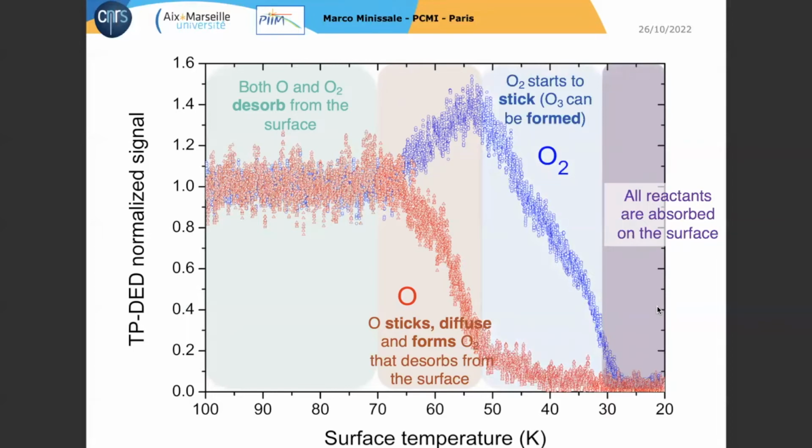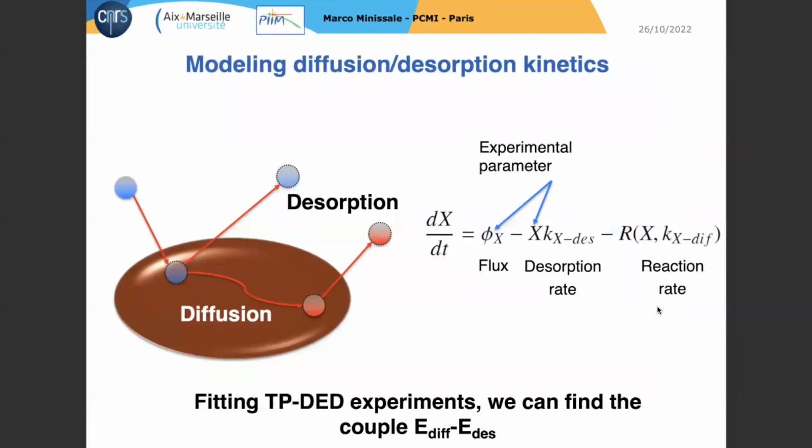Now we have to move to the modeling to get some information from the experimental result. We have diffusion, we have desorption, we have also some reaction. So we can build a rate equation model where we have the coverage as a function of time. That is our experimental result. And we have some experimental parameters, for example, the flux or the coverage on the surface. And then we have the parameters that we want to find from our experiment: the desorption rate, which is what we can measure, and so the activation energy for desorption, and here the diffusion, the activation energy for diffusion.